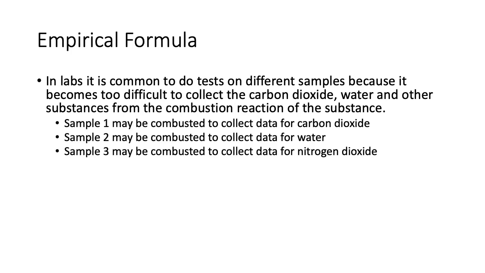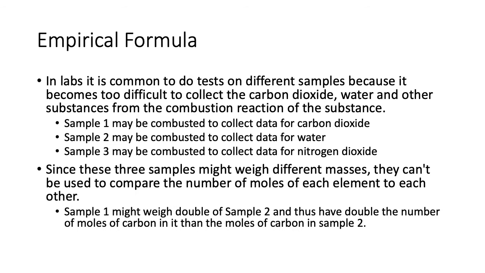Sample 1 might be combusted to collect data on carbon dioxide. Sample 2 might be combusted to collect data for water, and so on and so forth. Since these samples might weigh different amounts, they can't be used to compare the number of moles within each element to each other. That's what we're really doing in empirical formula. We're seeing how many moles of each element there are in each sample, and so when we compare them, we can find the ratio.